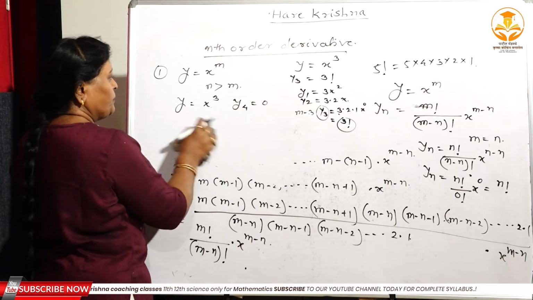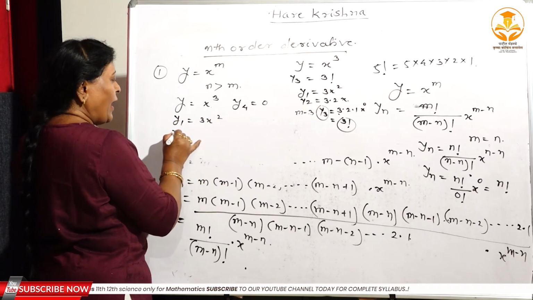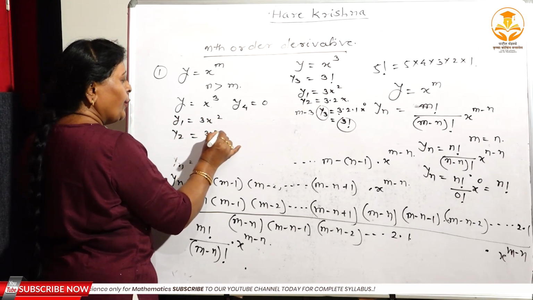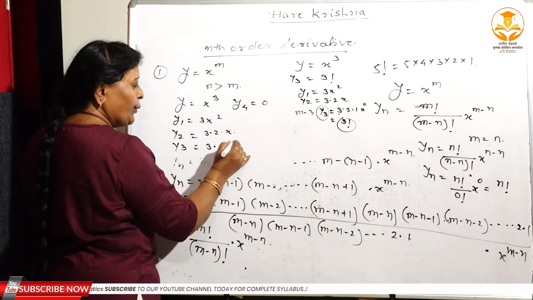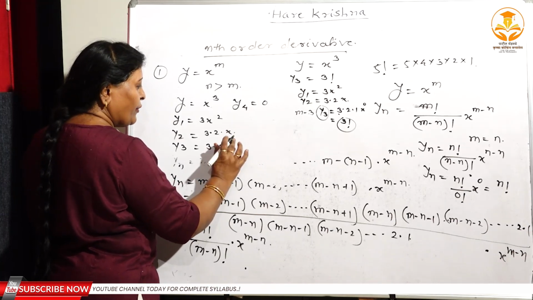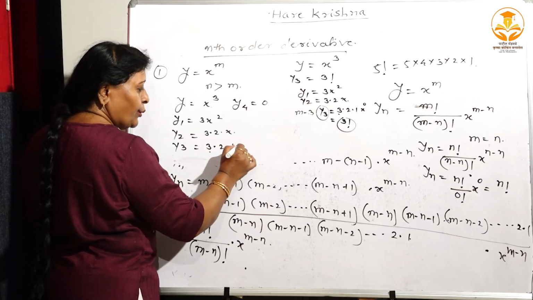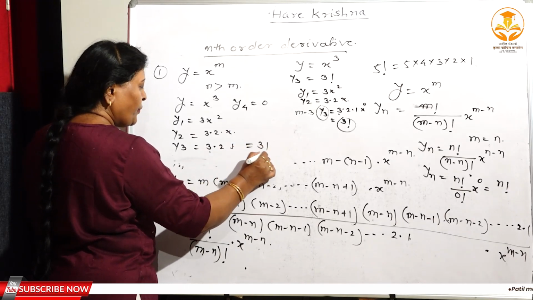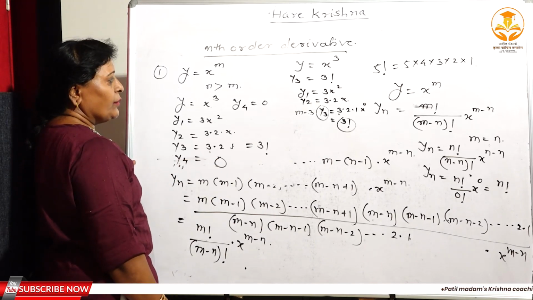See, that is y1 is equal to 3x squared, y2 is equal to 3 into 2 into x, y3 is equal to 3 into 2 into 1, x to the power 0 means that is equal to 1, isn't it? And again this is 3 into 2 into 1, means factorial 3, and the fourth order derivative, since this is the constant, is equal to 0.